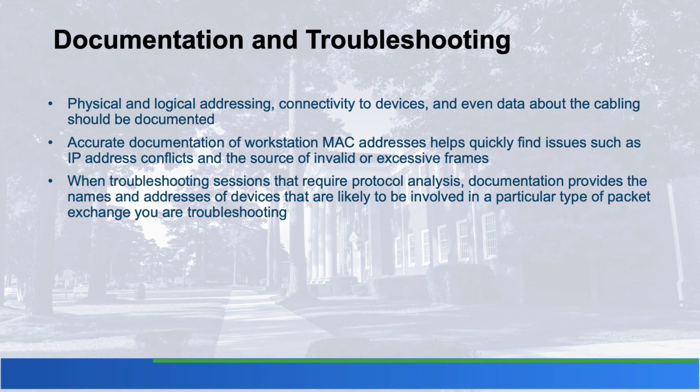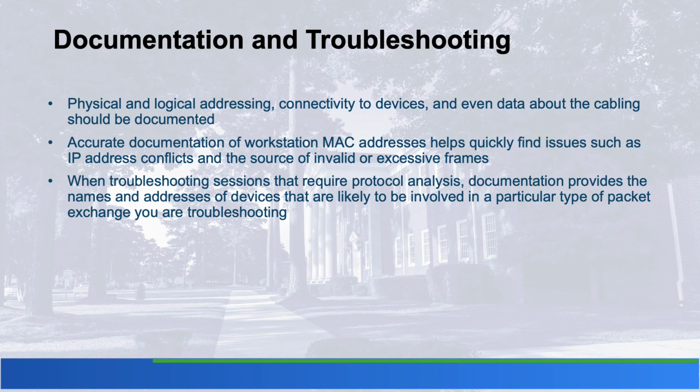So when we're troubleshooting, documentation is very important. We need to document the physical and logical addressing. So we should at least have a list of all the MAC addresses of all our devices. How the devices are connected, and data about the cabling should be documented. So the type of cable, where the cables are connected to, where the backbone of the network is, things of that nature will allow us to troubleshoot a lot easier. The reason we probably want to keep track of our physical addressing, or our MAC addresses, is we'll be able to identify devices that are connected to our network that don't belong to us.